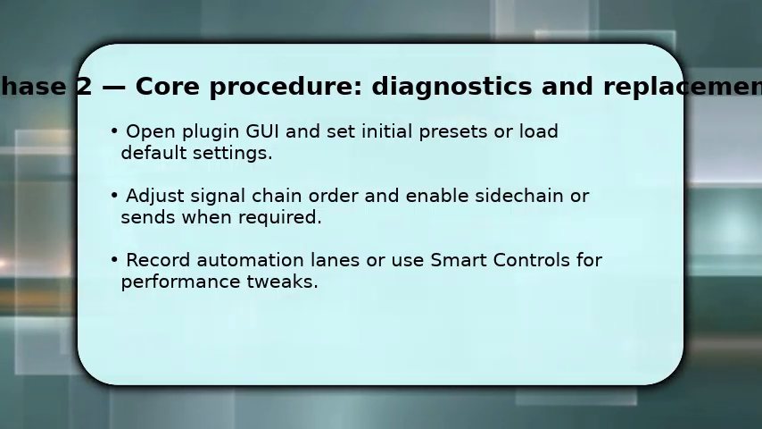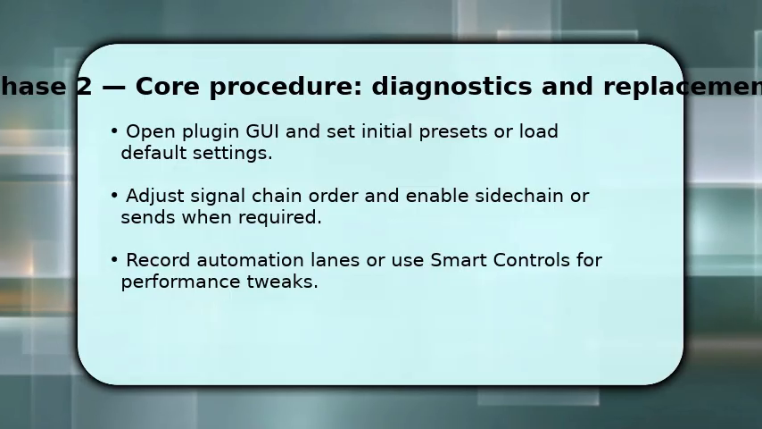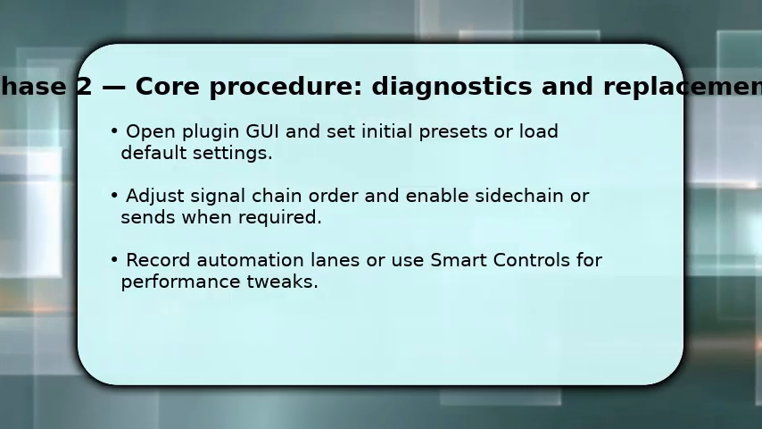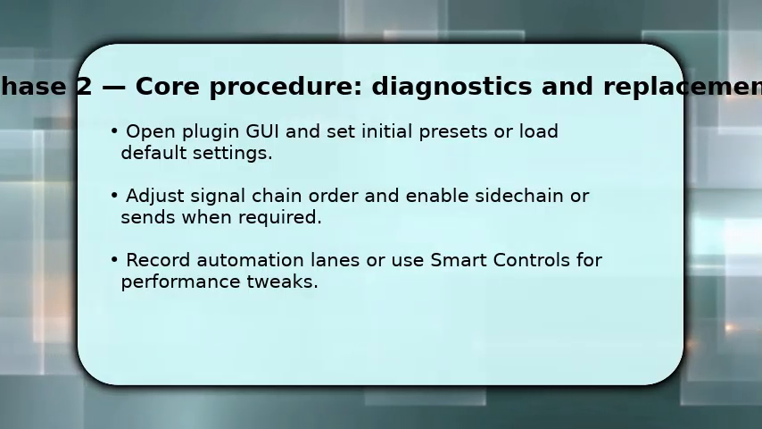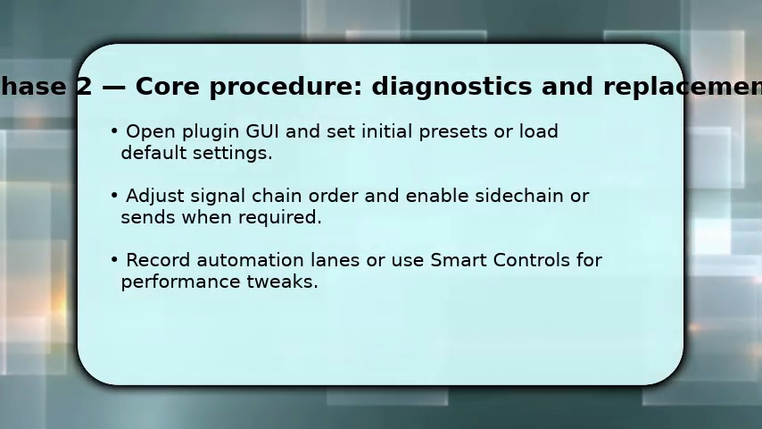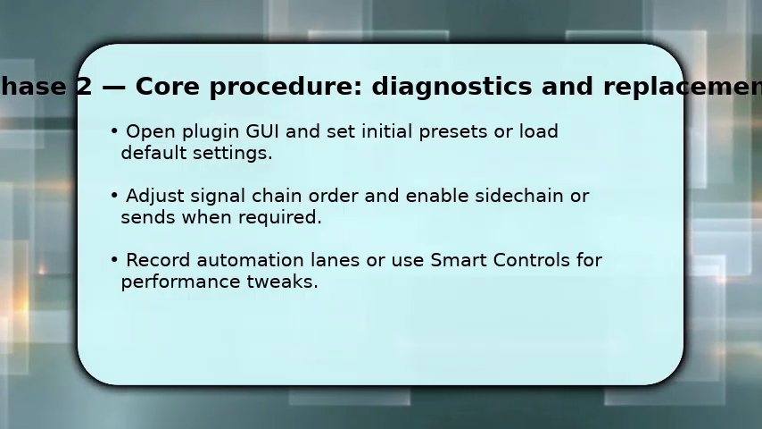Then adjust the plugin order in the channel strip. Order changes tone and dynamics, so move compressors before or after EQ depending on intent. If you need dynamic interaction, set up sidechain input or create an auxiliary send.